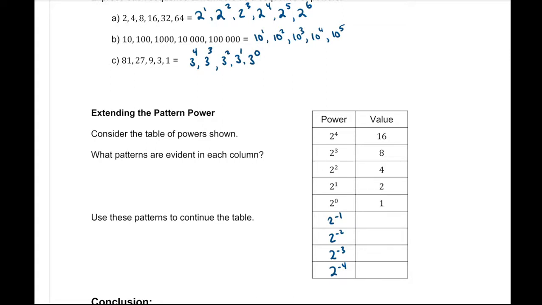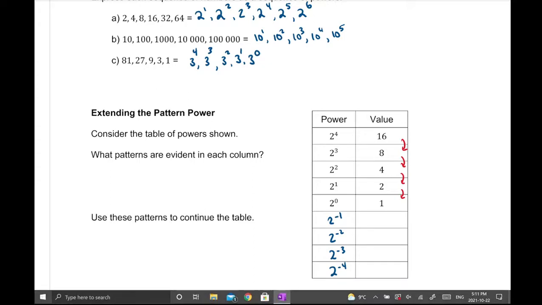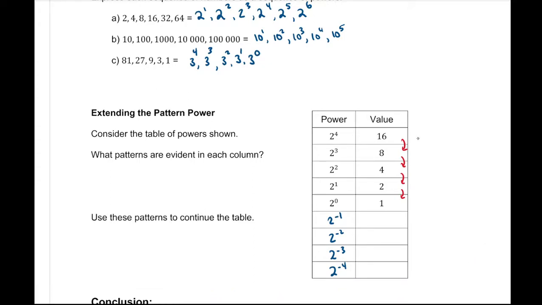Now I want to fill out the rest of this table because what we're going to learn about today is how negative exponents work. And we're going to use our patterning tools that we've used in the past. What does it change by? Well, 16 to 8, 8 to 4, 4 to 2, 2 to 1. What's the pattern here? If you take a second, you should see that every time our power decreases by 1, we're dividing our value in half.